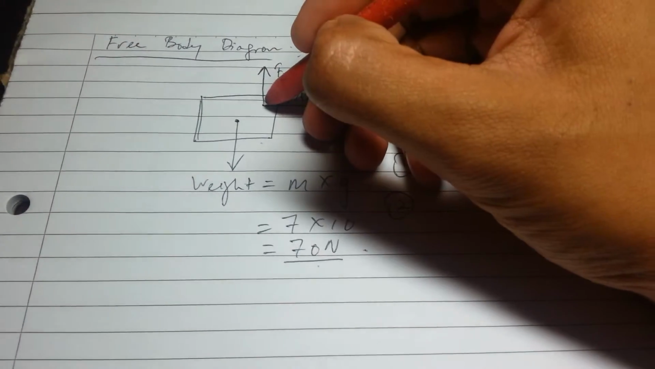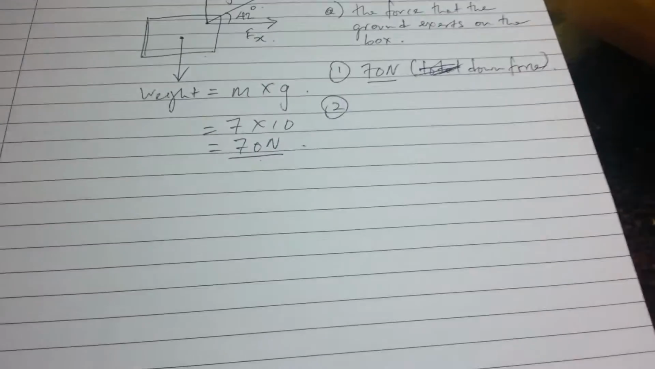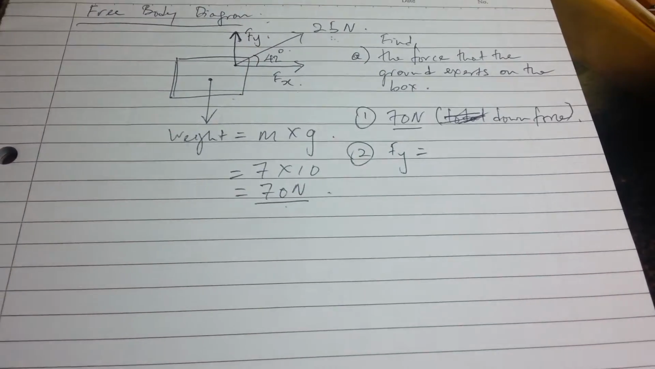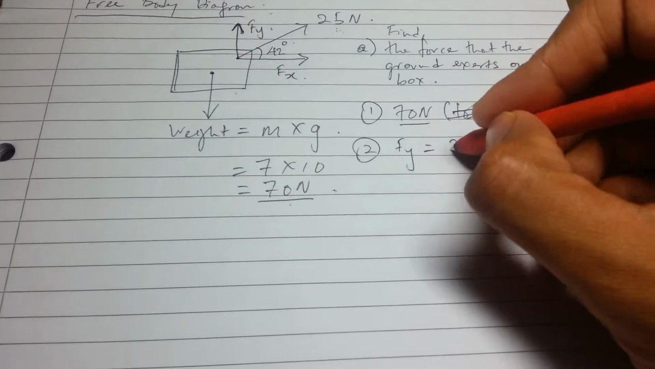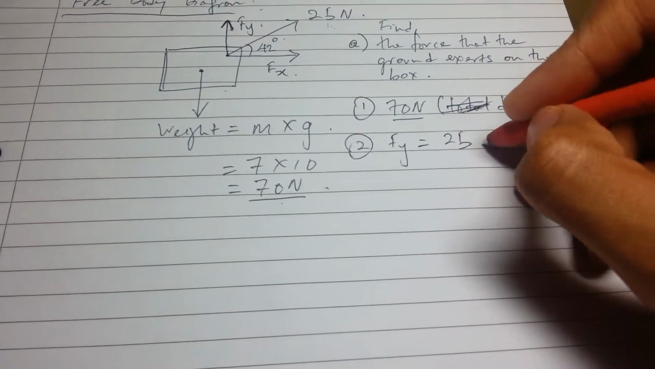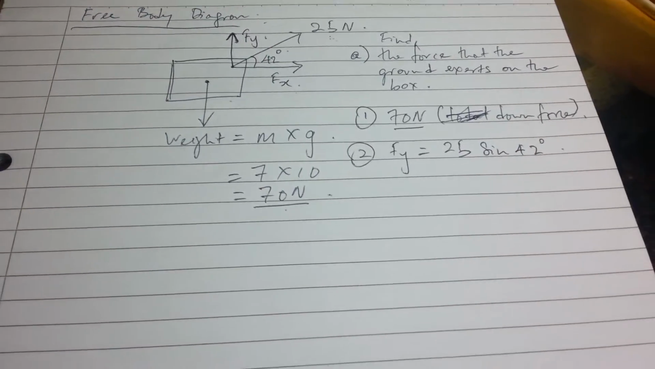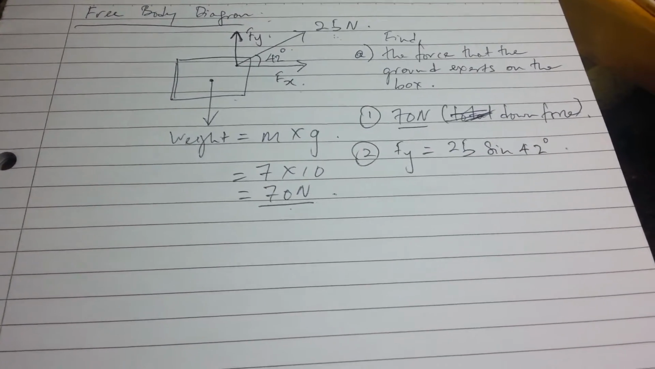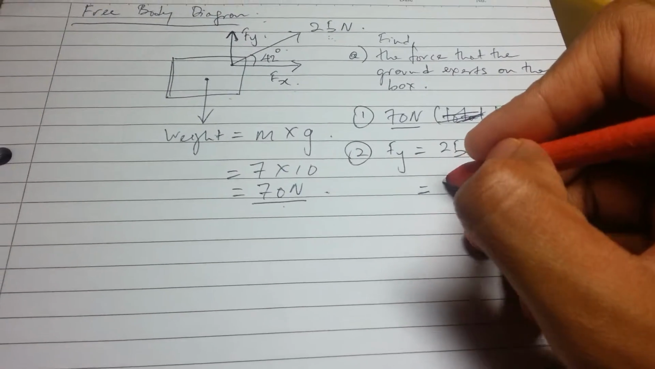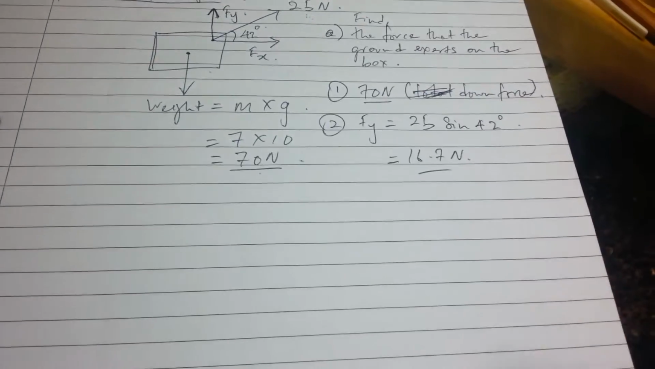So how are you going to find Fy? I think if you want, you can even memorize it. Fy is always equal to the force, which is 25, times sine 42 degrees. Okay? So let's find out what 25 sine 42 is. It is 16.7 Newton.